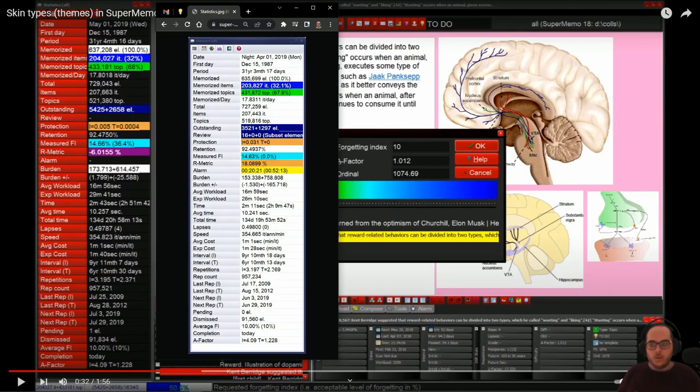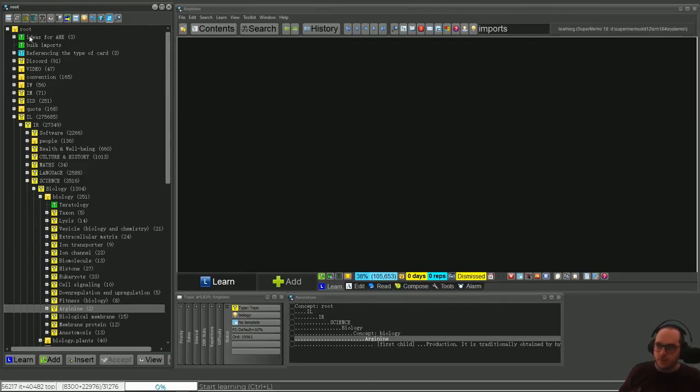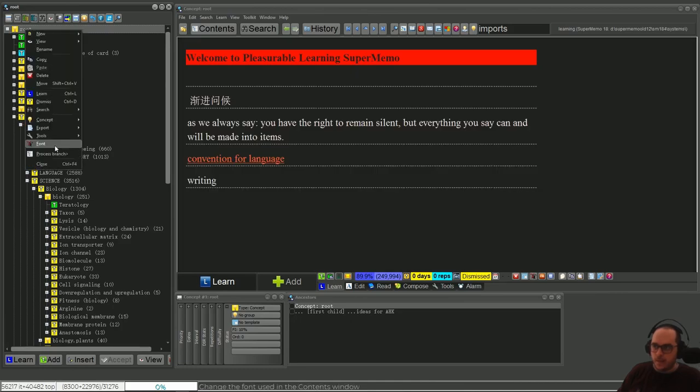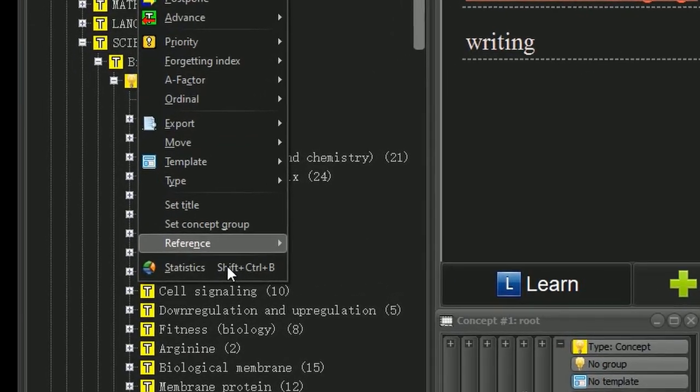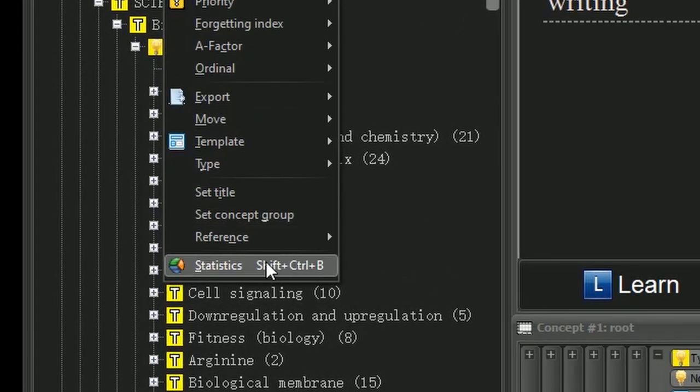So in this case, instead of using the statistics window in my collection, it will be meaningful to go to the root process branch and have the statistics there, because we will rule out everything that has been deleted and this kind of thing.